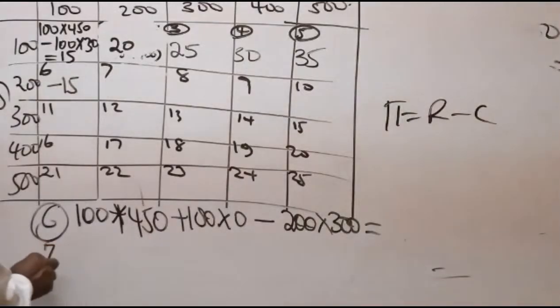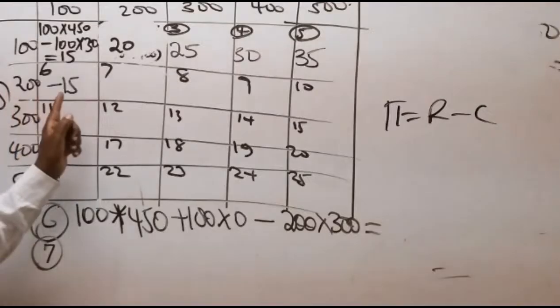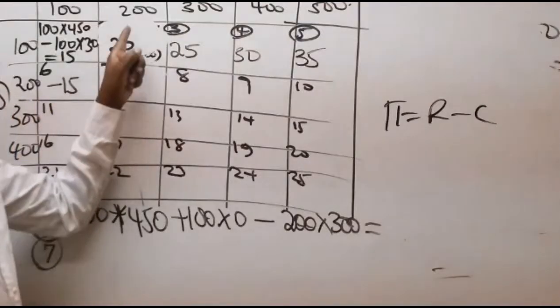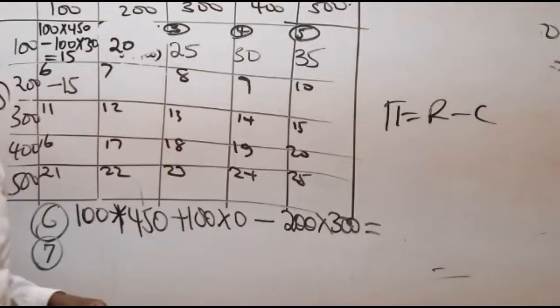So please go to number 7. Cell number 7 is a perfect match. Cell number 7, there is nothing to think about, because here in cell number 7, we supplied 200. And how many of them have been demanded? 200. We supplied 200 and 200 have been demanded.